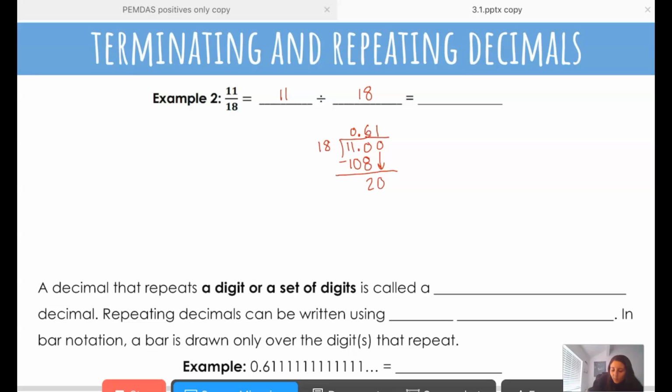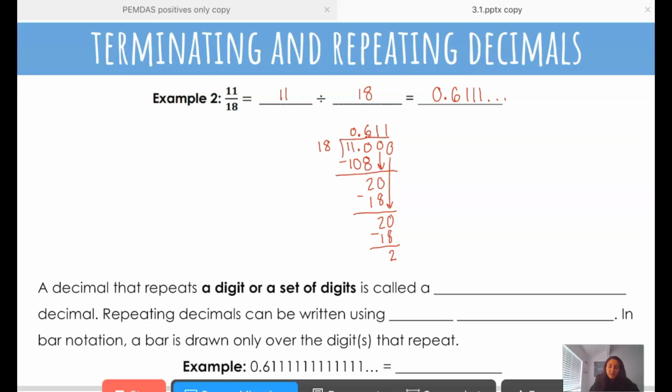18 goes into 20 once. 1 times 18 is 18. We subtract, we get 2 again, bring down the 0, 20. 18 goes into 20 once. 1 times 18 is 18. And this is going to continuously happen. So this is what we call a repeating decimal, because the digit 1 is going to repeat, right? We didn't get to end our division. There is no remainder of 0. It's going to keep going forever.